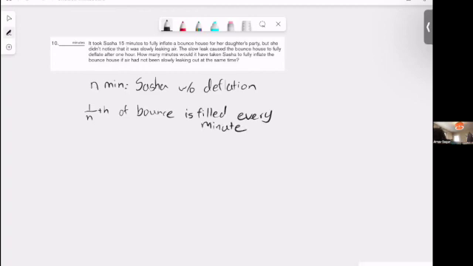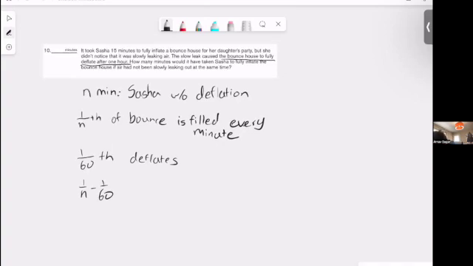However, we know that the bounce house fully deflates after 1 hour. So that means every minute 1/60th deflates. So that means 1/n minus 1/60, and this unit is, remember, bounce house per minute, let's say. And we will know that this is equal to the total amount of time reciprocal, because that's the rate. 1/15th of the bounce house per minute.